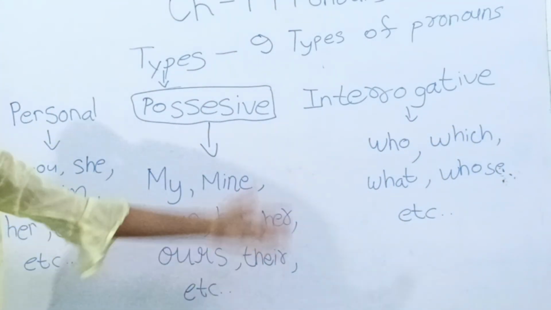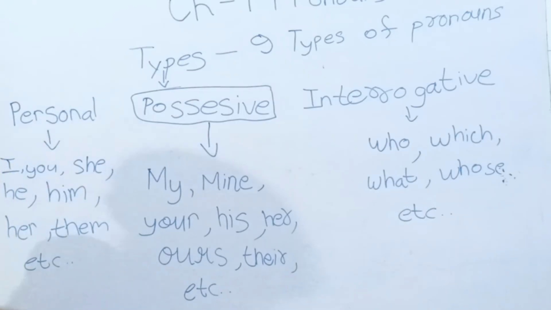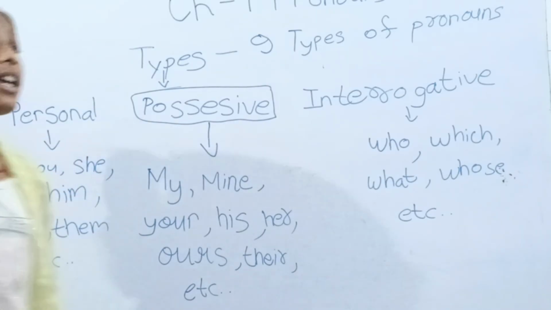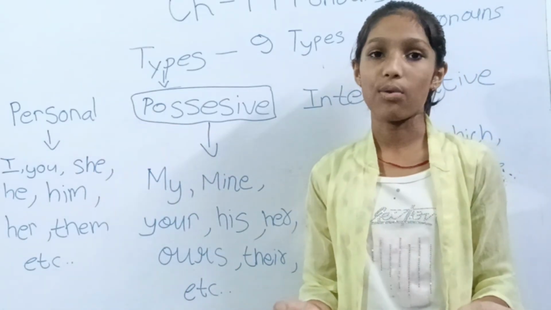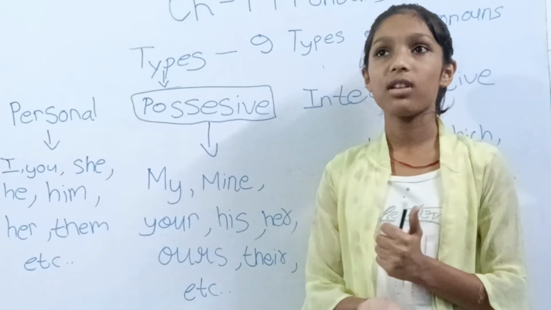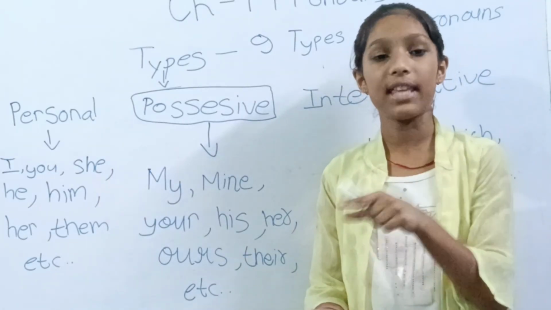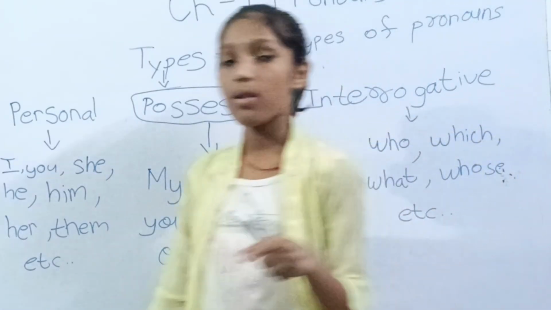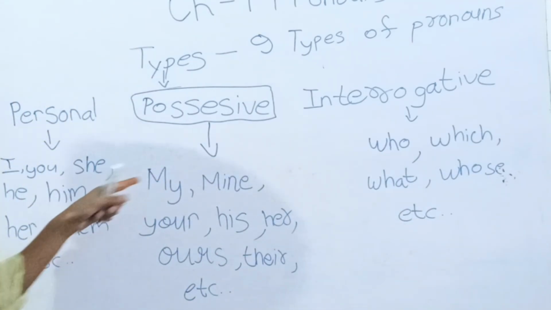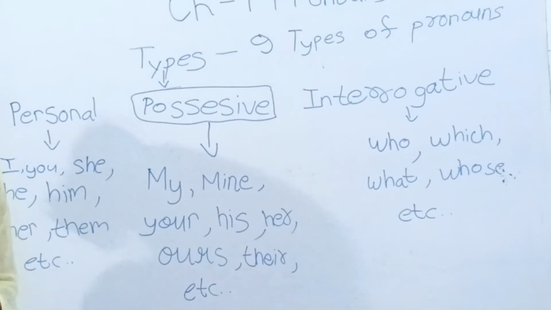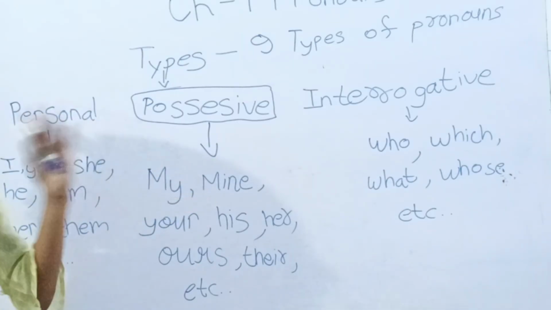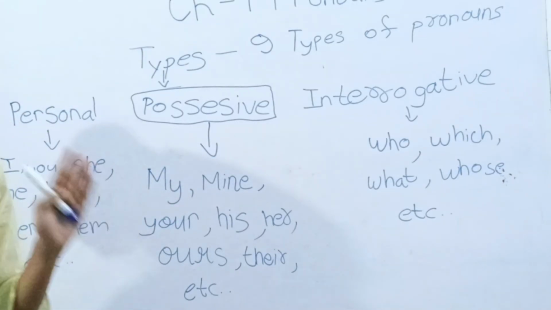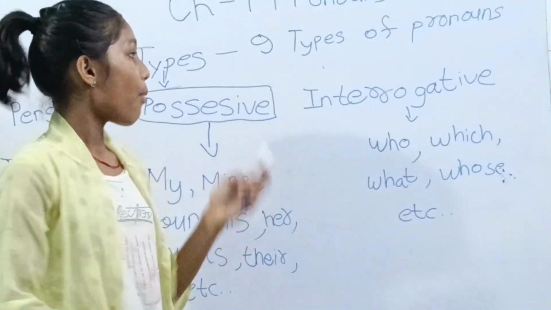First, let's understand what they mean. First, personal pronoun. I, you, she, he, him, her, them, etc. are personal pronouns. Possessive pronouns are mine, your, his, her, ours, their. So basically they mean that the thing you're talking about belongs to him, her, them, ours. Mine, your, his, her, ours, their are possessive pronouns.